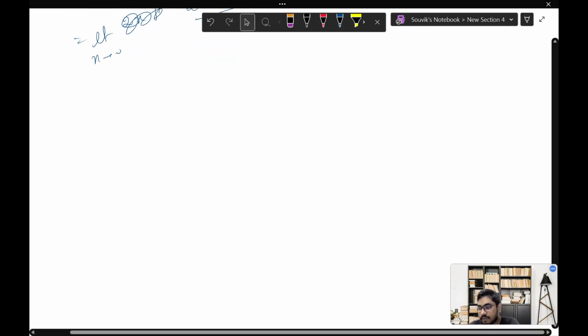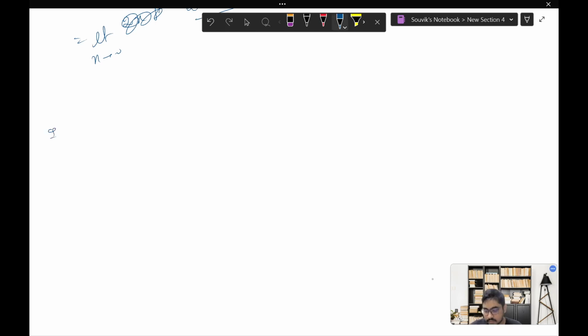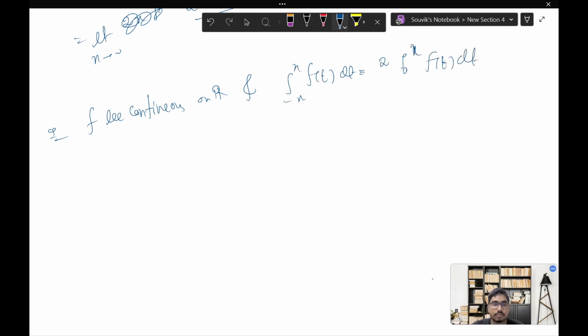Next problem is: let f be continuous, and F(x) is equal to the integration from minus x to x of f, and the integration 0 to x of f dt. Then show that f is an even function. How to do it?